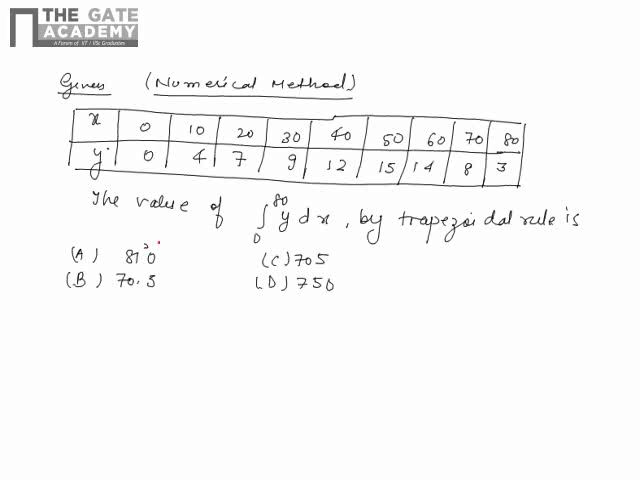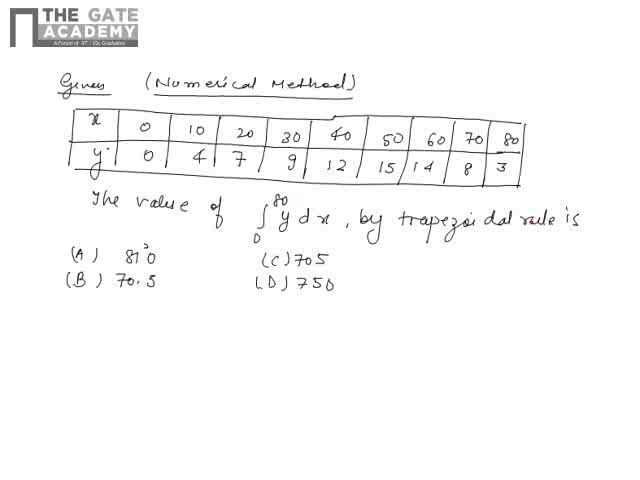Hello students, the question is from numerical methods. The data has been given: values of x ranging from 0, 10, 20, 30, 40, 50, 60, 70, 80, and y values are also given for the corresponding range. We have to find the value of the integration from 0 to 80 of y dx by the trapezoidal rule.